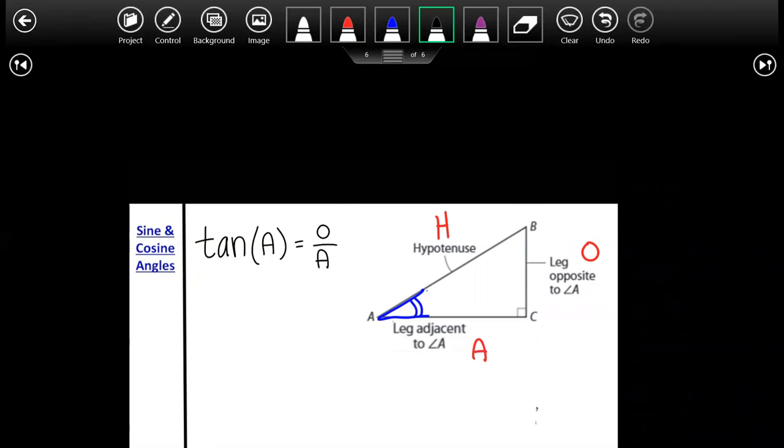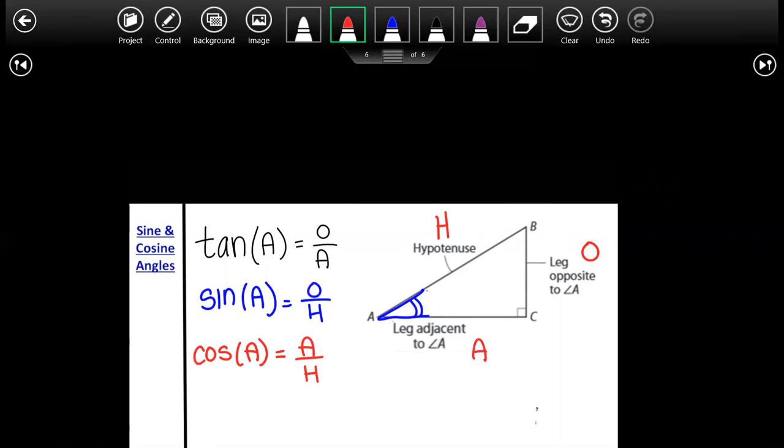Now, the other two that we're going to introduce is sine and cosine. Sine, using still the same reference angle A, is going to be the opposite over hypotenuse. So new one. So same reference angle, same kind of setup, except now we're going to use the opposite and the hypotenuse. Our cosine of our angle A is going to be the adjacent over hypotenuse.